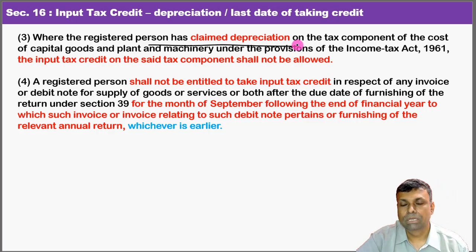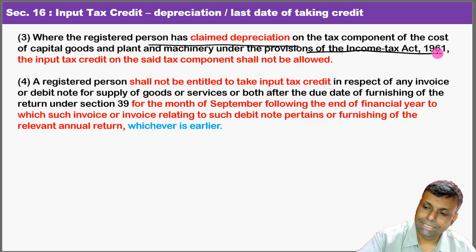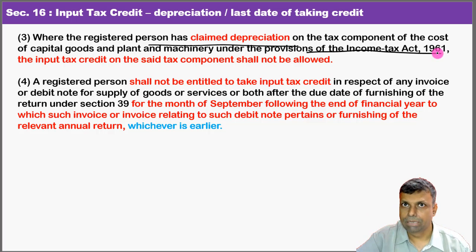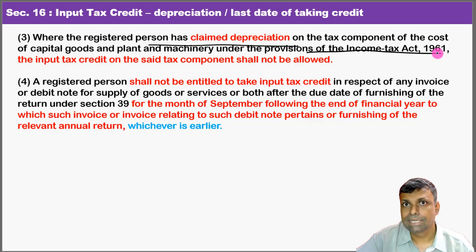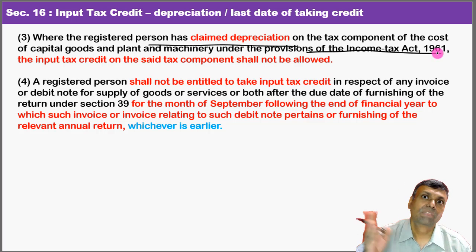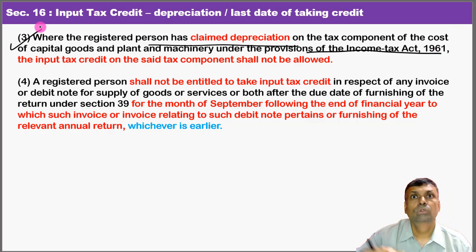Further, if the registered person has claimed the depreciation, in other words, the input tax credit, for example, on the capital goods, if I am claiming depreciation under the provisions of the Income Tax Act, then the input tax credit is not available. In other words, I cannot take the credit under GST and the depreciation under the Income Tax Act. Both are not permissible. The corresponding provisions also exist under the Income Tax Act, which makes it very clear that if you take this particular credit under the indirect tax laws, then they will not give you the depreciation. Now we have that corresponding matching, so you cannot take both. You take either credit or you take depreciation, as simple as that.